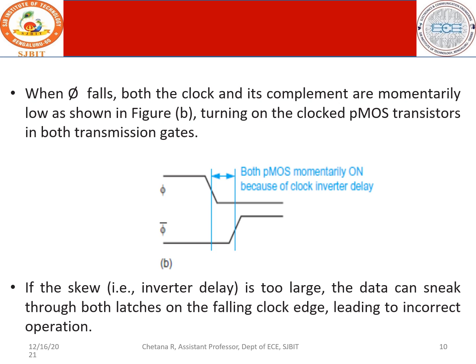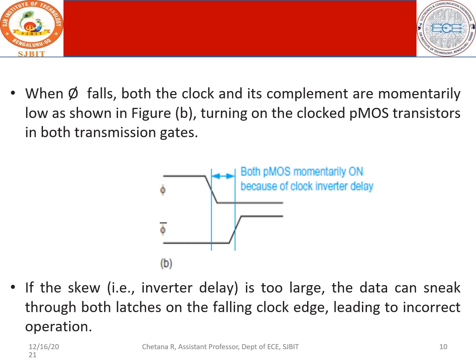So when phi falls, both the clock and its complement are momentarily low as shown in figure B. When phi is falling down, it means when phi is 1, phi bar should be 0. So this is also falling and this is also low. So when phi falls, both the clock and its complement are momentarily low. At a moment it is low. This is as usual low. Since this is falling, it also comes to low. At this particular point, both are low.